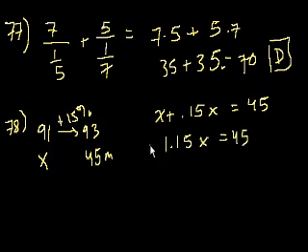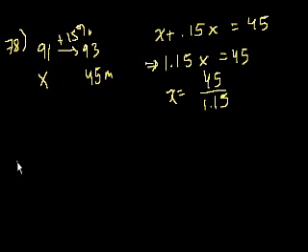And you could often just go straight to this step. In fact, you usually can once you get used to it. You could say, oh, 15% increase, that's the same thing as multiplying by 1.15. So x is equal to 45 divided by 1.15. And we're going to have to do a little bit of division to figure this out.